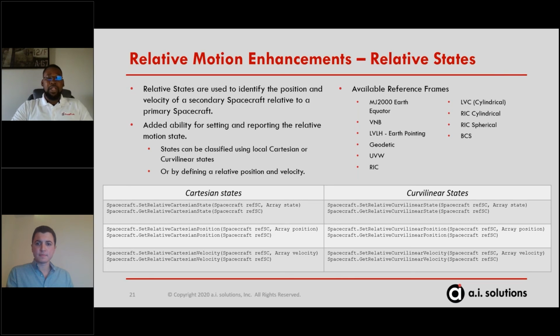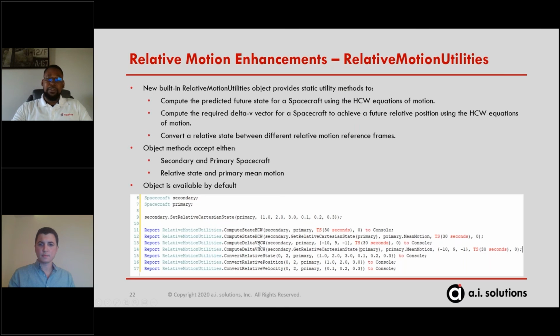Absolutely. So you can definitely use these enhancements to plan impulsive burns to either enter you into a relative motion orbit or exit you from a relative motion orbit. That can be done with the relative motion utilities object and using the compute delta V HCW method, and then just providing the necessary arguments. So very, very easy, very simple. And again, if you wanted to do this maneuver in another reference frame, you could also use the relative motion utilities object to convert between those reference frames before actually computing the delta V.